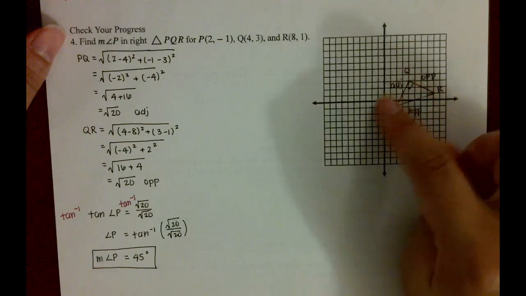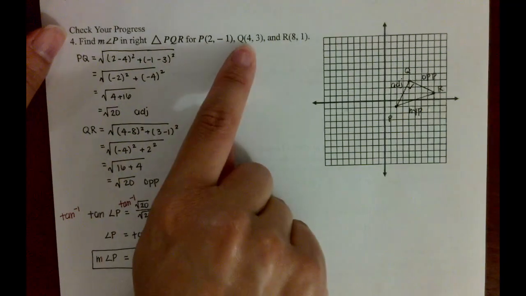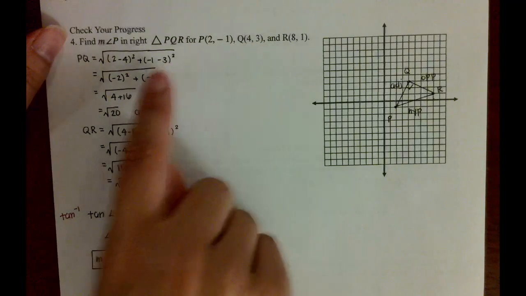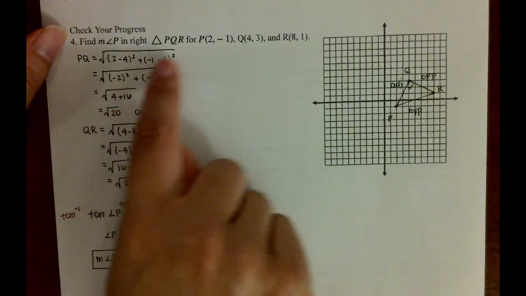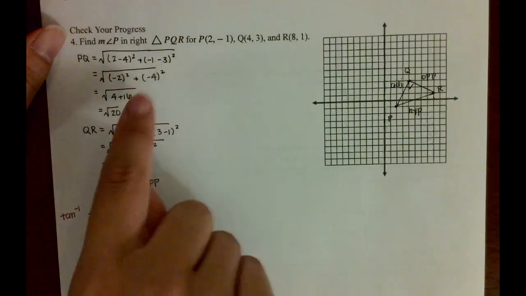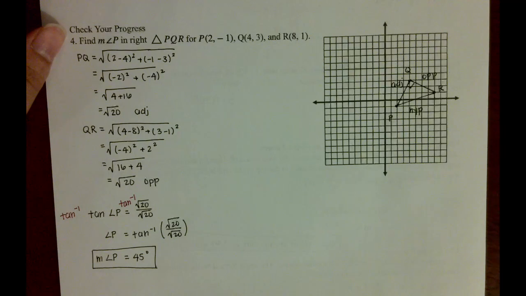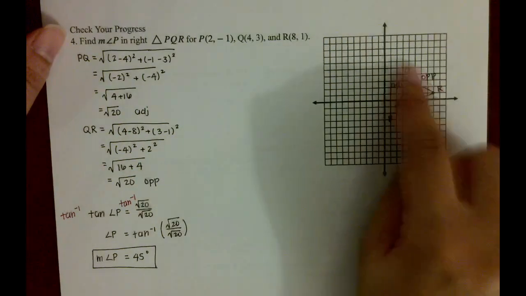Starting with the adjacent length, that's PQ, I use the distance formula, right? So 2 minus 4 squared plus negative 1 minus 3 squared. 2 minus 4 is negative 2, negative 1 minus 3 is negative 4. Negative 2 squared is 4, negative 4 squared is 16, 4 plus 16 is 20, so square root of 20 is PQ. No need to really simplify it, because eventually we're going to type it in the calculator anyways. Then, I have adjacent, I want to use tangent, so the other one I need is opposite. The opposite is QR.